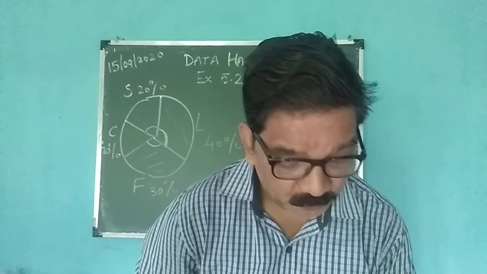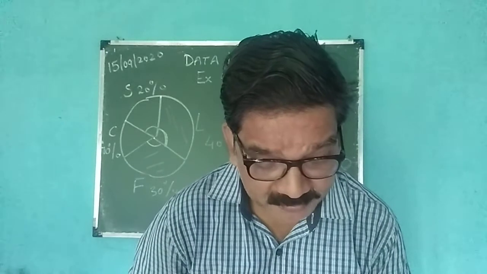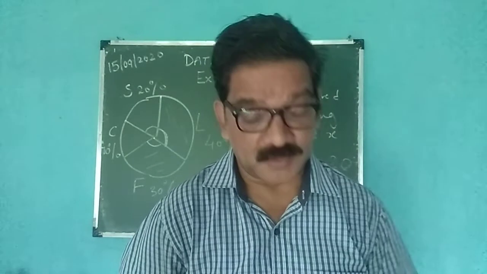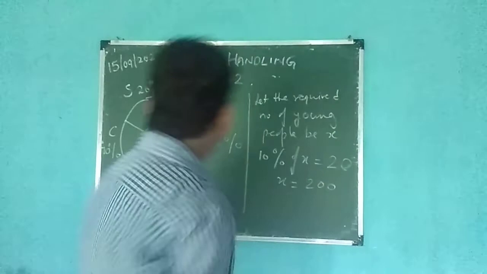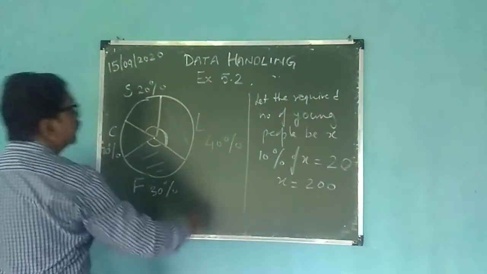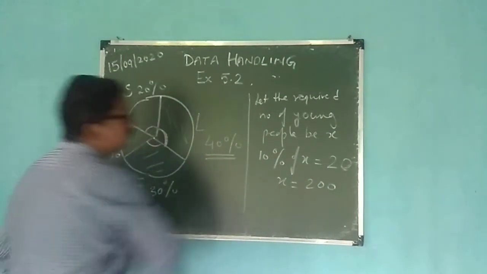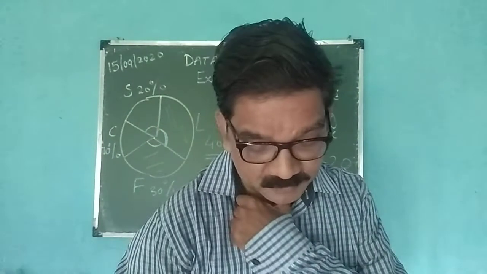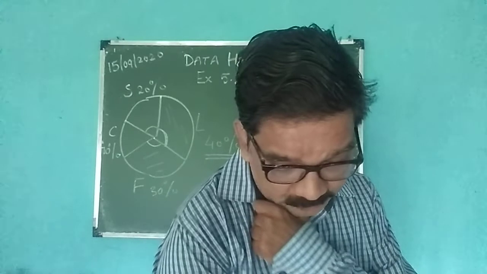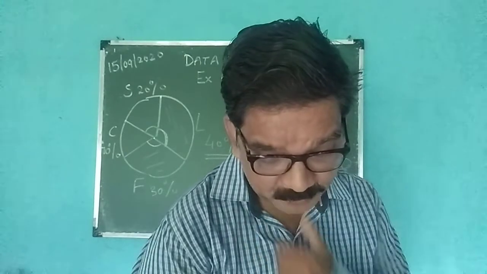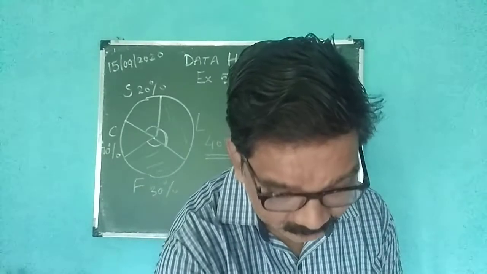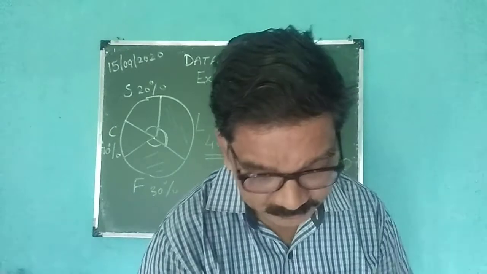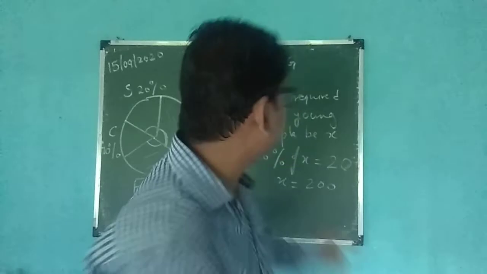Now the next part, which type of music is liked by the maximum number of people? Which type of music? Now if you see this figure, naturally this is the answer, 40%. Okay, 40% they liked maximum number, they liked light music. Okay, the answer is here light music, the second part.